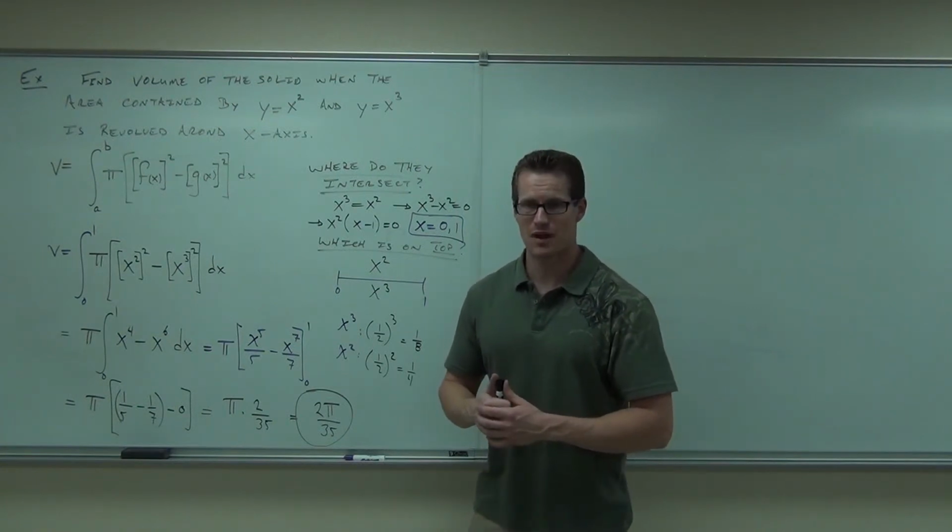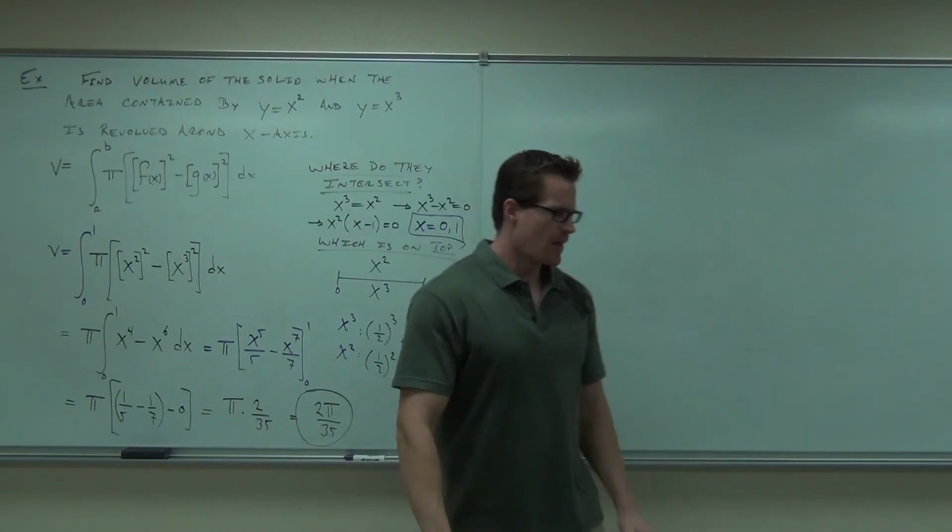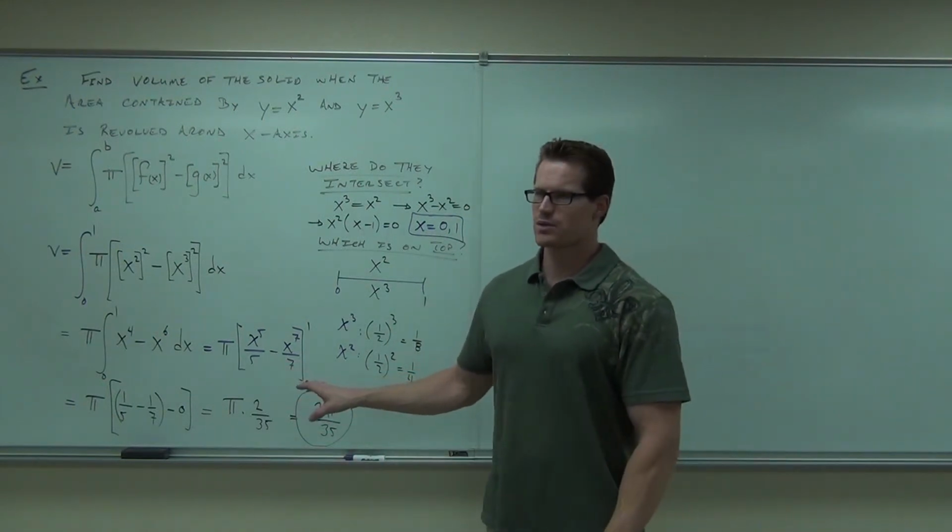2 pi over 35. Don't forget the pi. I mean, that's important, right? I don't want to leave that hanging. That's going to really change the answer. Any questions on that one before we go to the next one?